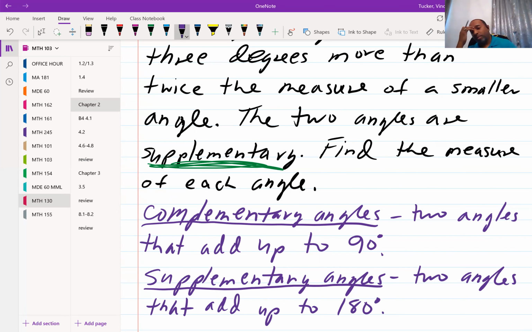All right, so complementary angles, just in case you were to see that one. They're just two angles that add up to 90 degrees. And then supplementary angles are two angles that add up to 180 degrees.